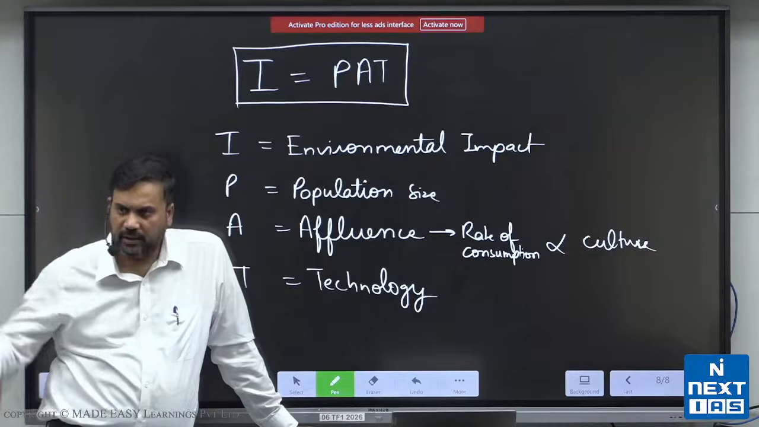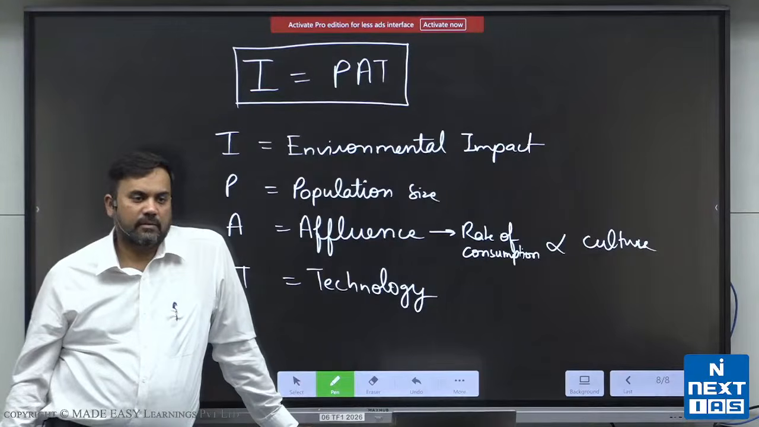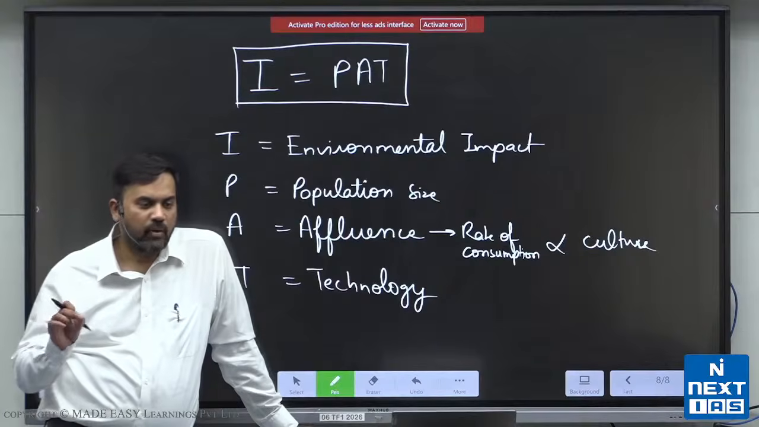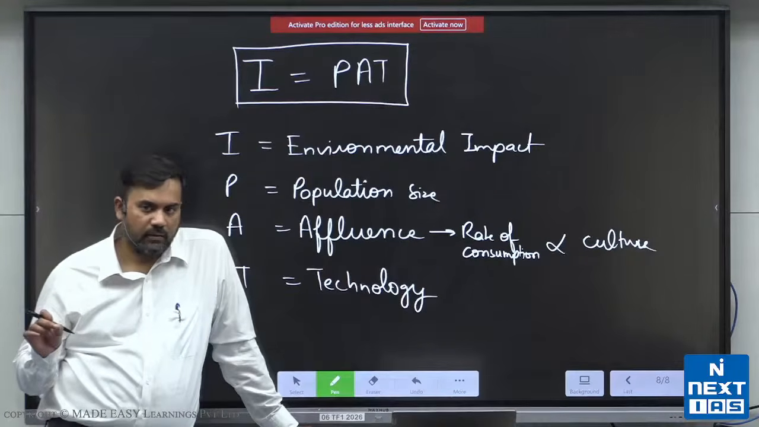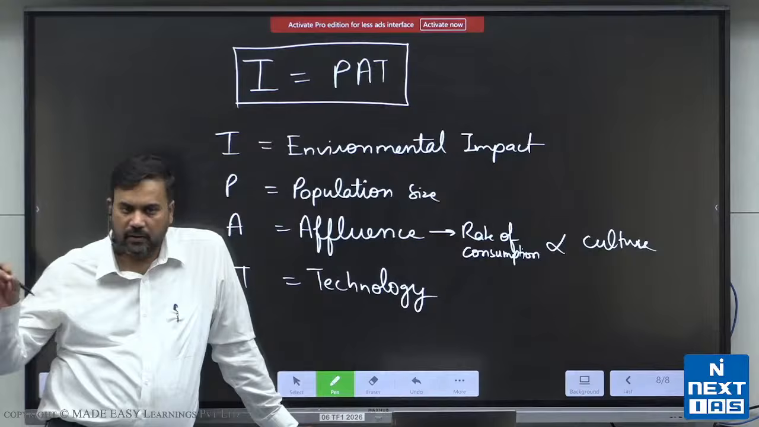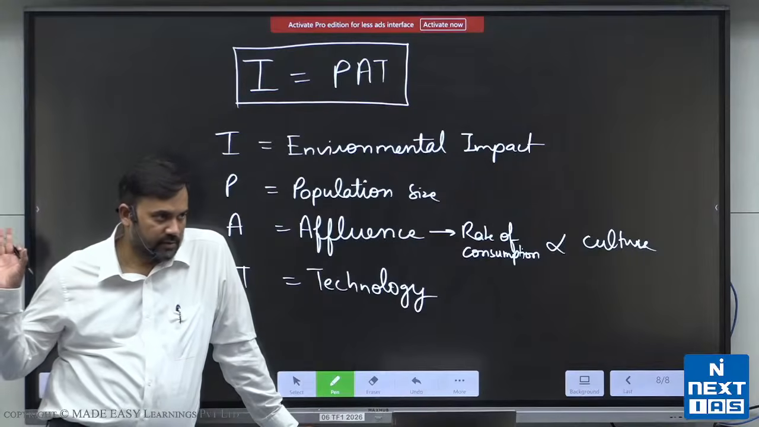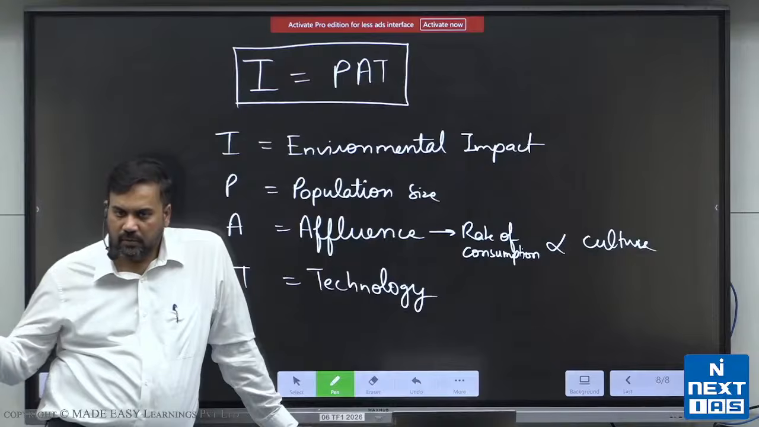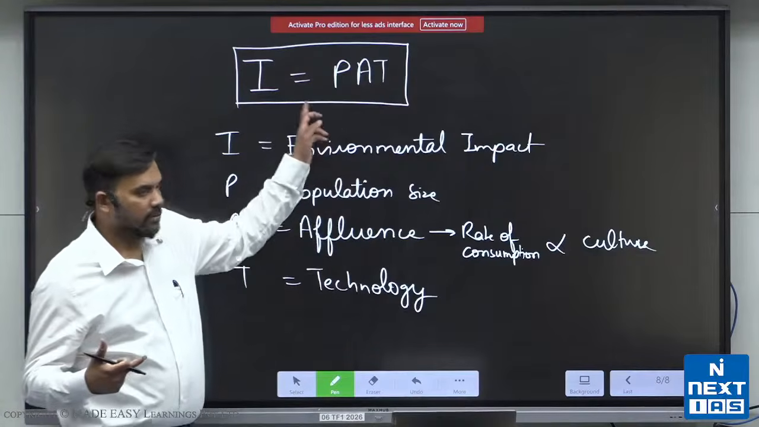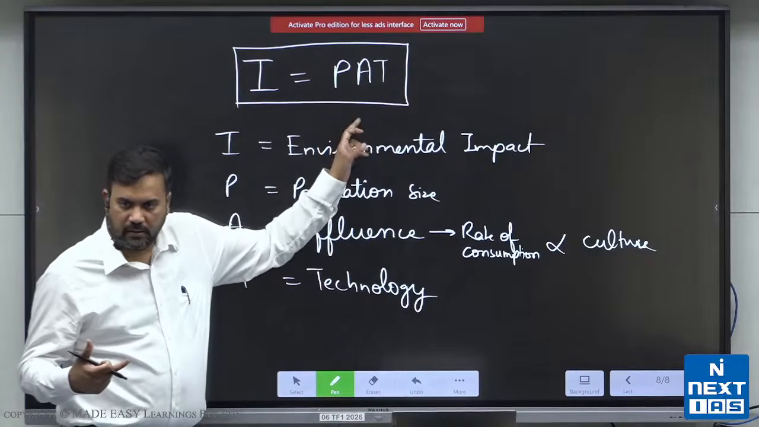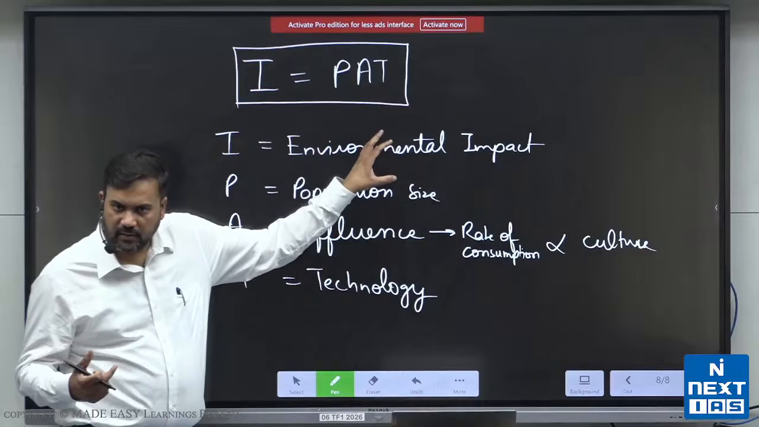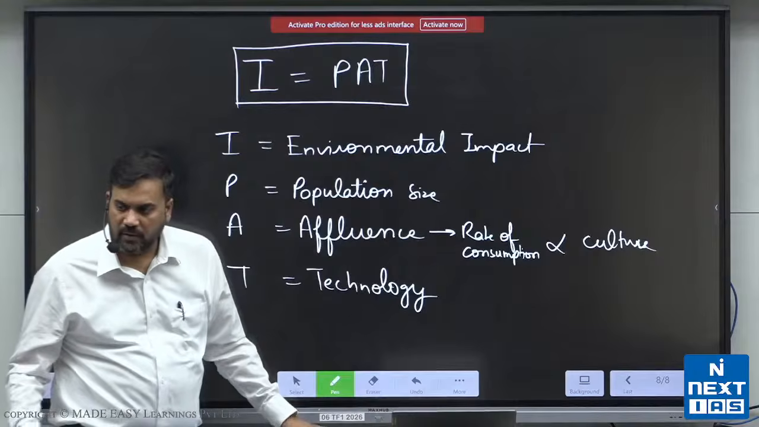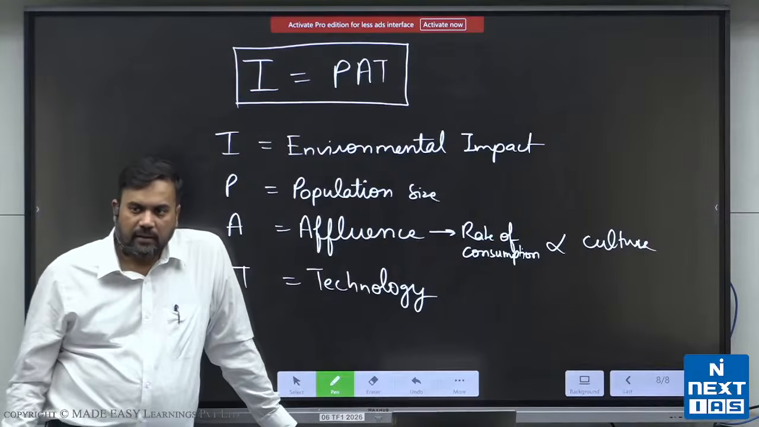You might be aware of the recent report, that the ecological footprint of humanity today is 1.8. We are consuming 1.8 times the resources available every year. And why has it become so much? Because of PAT. एक फैक्टर पॉपुलेशन साइज है, no doubt about that, but a very important factor is our rate of consumption, जो बहुत ज़्यादा हो गया. ठीक है, अभी देखते हैं इसको.